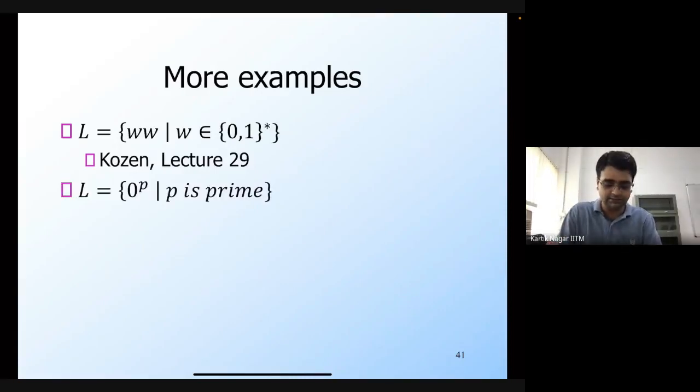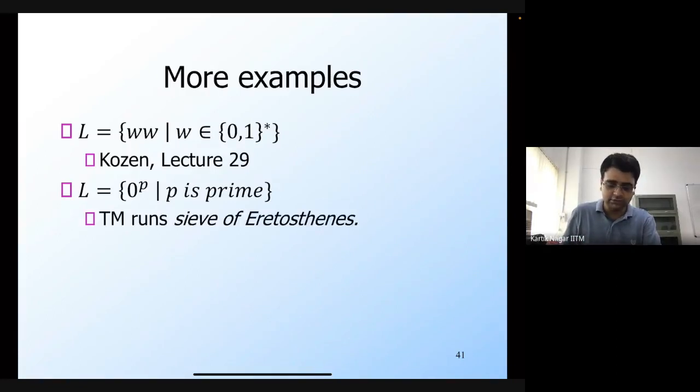Then there is the language 0 to the power p, where p is a prime. As it happens, this language is also not a CFL. In order to do this, we basically simulate an algorithm called the sieve of Eratosthenes. This is a very famous algorithm to find out whether or not a number is prime. The Turing machine is basically going to simulate this algorithm. Again, this example is also there in the textbook, so you can take a look at it.